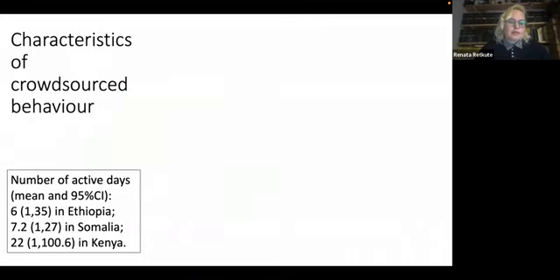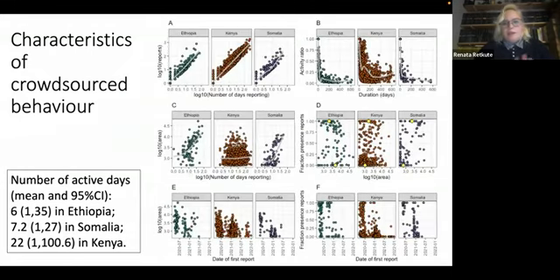Characteristics of crowdsourced behavior on average were quite different. Kenya was quite different because we had a higher number of active days. It was 6 or 7 on average in Ethiopia and Somalia, and 22 days in Kenya, and confidence intervals also were quite higher. So when we look at aggregated individual characteristics, for example, in figure A, you can see number of days reporting versus number of reports, on log 10 scale, and actually it increased. There is a very similar rate for all 3 countries.